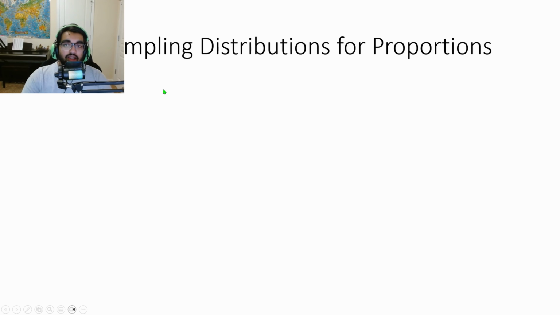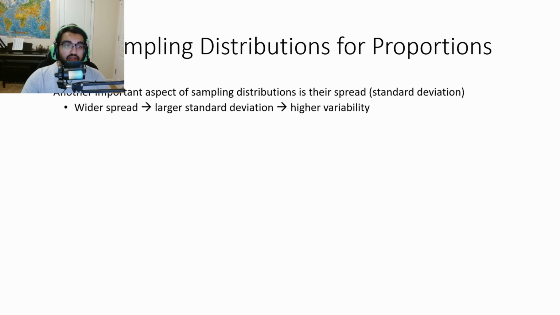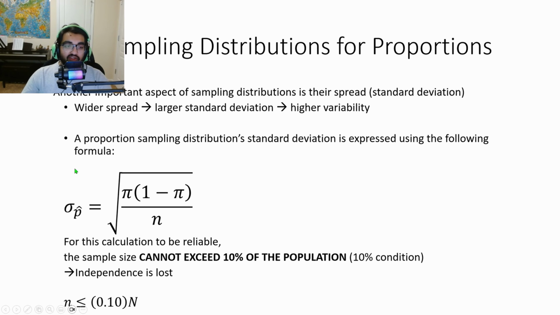Anyway, sampling distributions for proportions continued. Another important aspect of sampling distributions is their spread, the standard deviation. Wider spread means a larger standard deviation, which means a higher variability. The formula we use to calculate that is sigma sub p hat is equal to the square root of pi times 1 minus pi over n. So basically, this means the square root of option A times option B over sample size, square rooted.